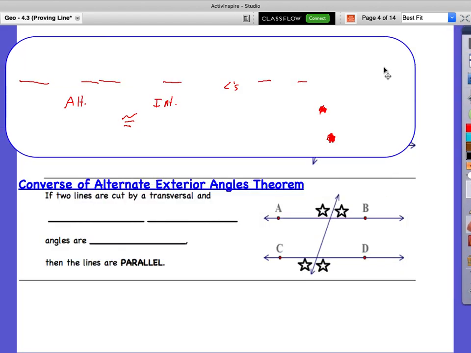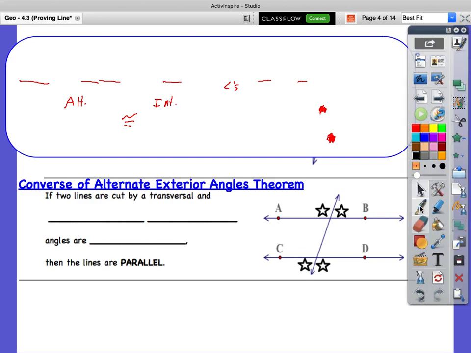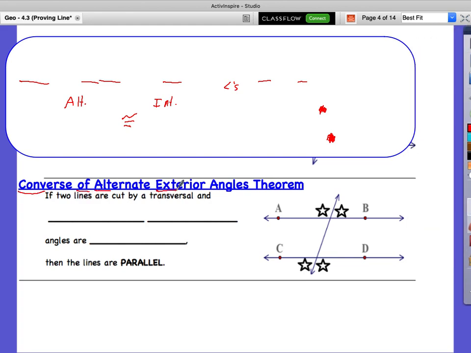Okay. Then let's look up here. Oh, what do we see, guys? We see the next one. Can you erase all of that, please? It's gonna frustrate me. Okay. Converse of alternate exterior angles theorem. Okay? So please write that one in on your third one there. And I'm guessing you guys can figure out what goes in those three blanks as well.